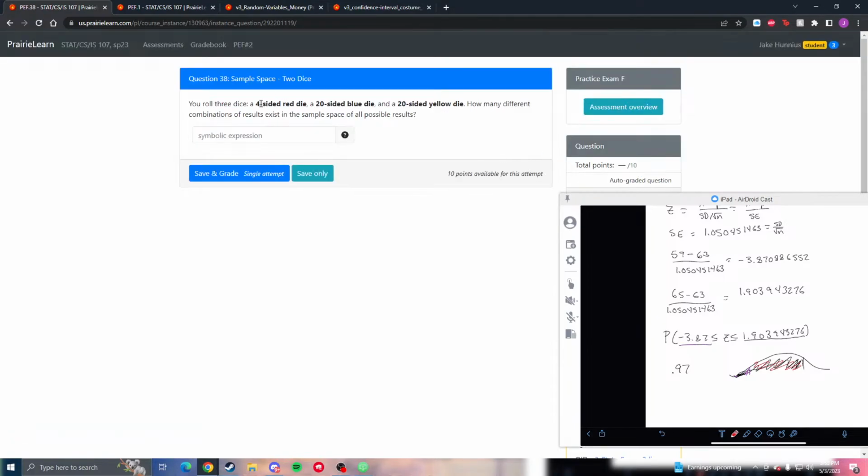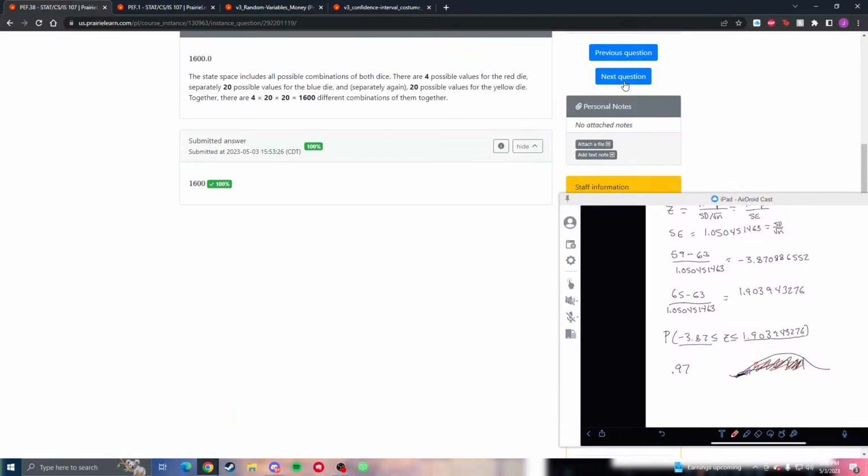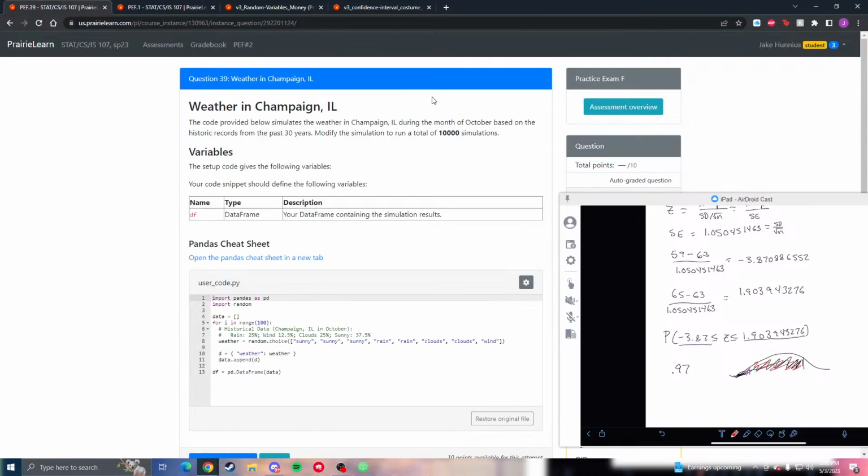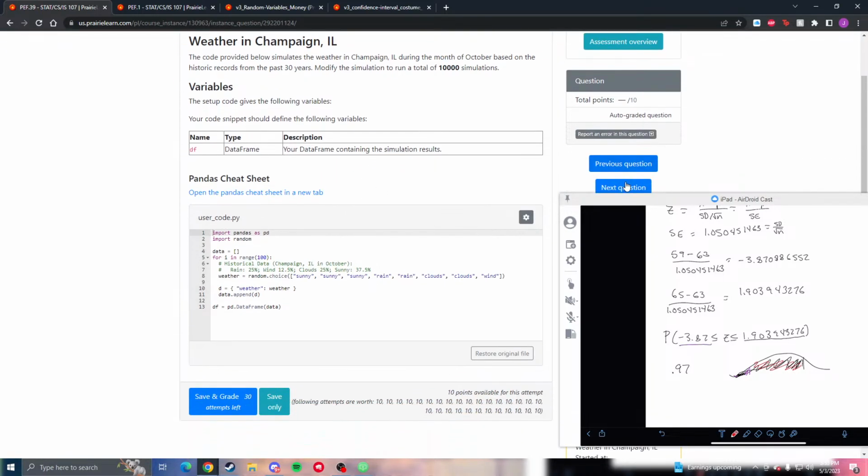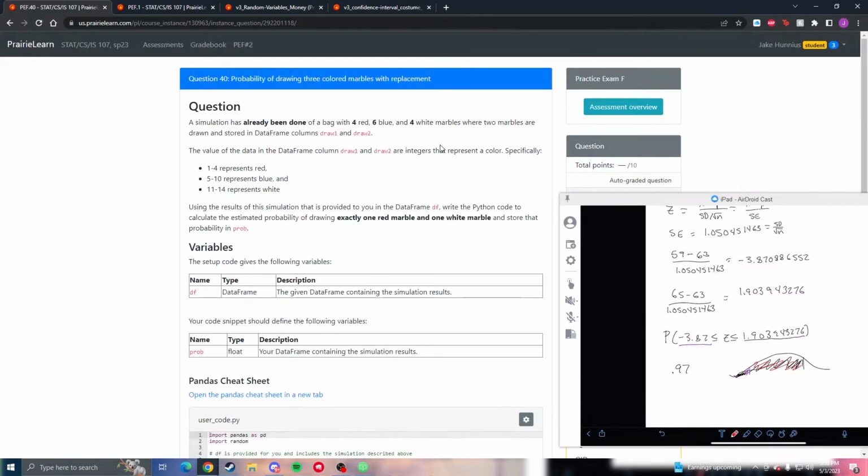The sample space is 4 times 20 times 20 because those are the possible different numbers you can roll. This one is pretty easy. You just got to change the thing in the for loop.